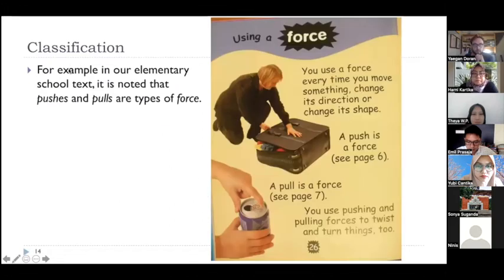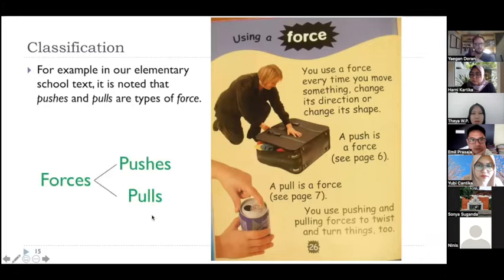For example, in this elementary school text, it notes that pushes and pulls are types of force. A push is a force. A pull is a force. What it's done is defined force as a push and a pull as a type of force. It's classified them. It's taken technicality and classified it. And we can draw it like this. This is a very simple one. But here, if we need to explain to students what a force is, at this level, we can say one type of force is a push, one type of force is a pull.